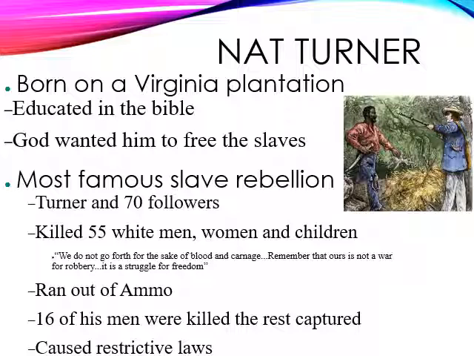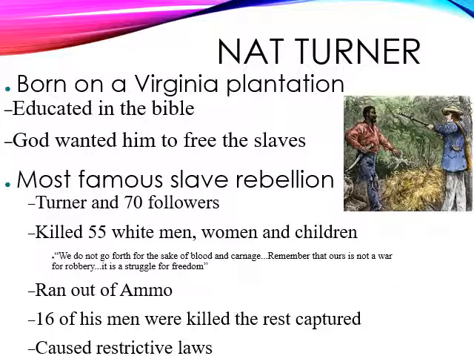Okay, and so he started the most famous slave rebellion, and he and 70 followers, 70 people that he had gotten onto his side, went across with pitchforks and guns and whatever else they could find, and went from plantation to plantation, freeing the slaves and killing any of the white men, women, and children that they could find. And so they ended up killing 55 white men, women, and children.